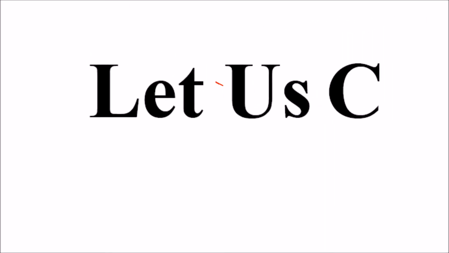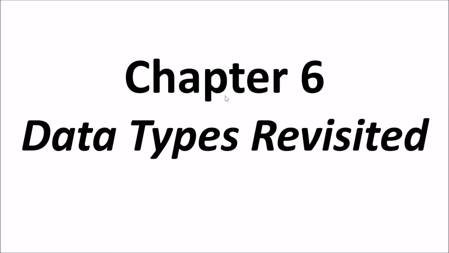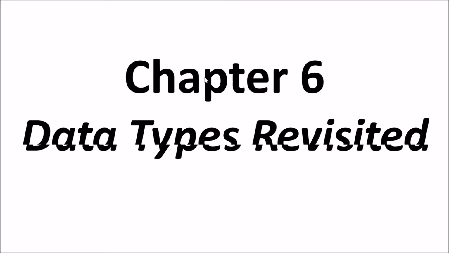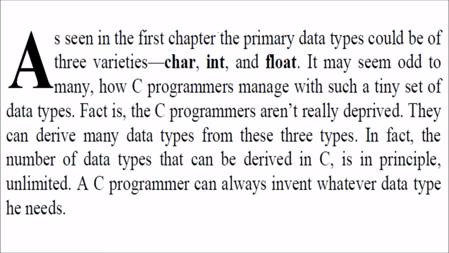Let us see. This is chapter number 6, which is data types revisited. So we have seen the primitive data types, char, int and float, but there are other options available regarding this char, int and float depending upon the requirement.